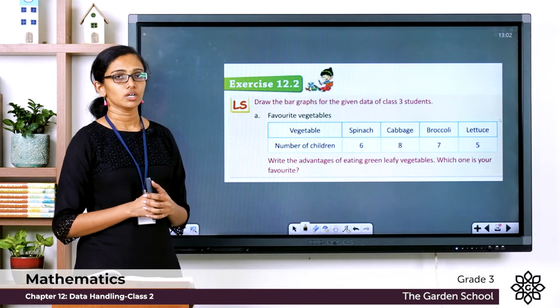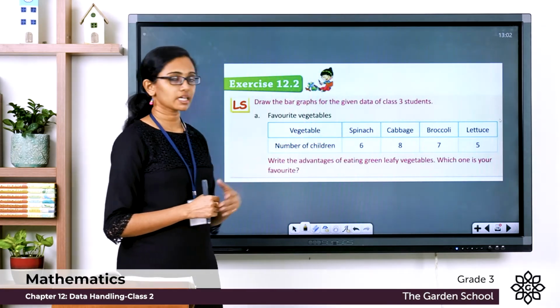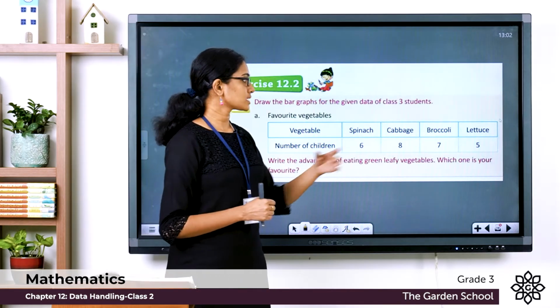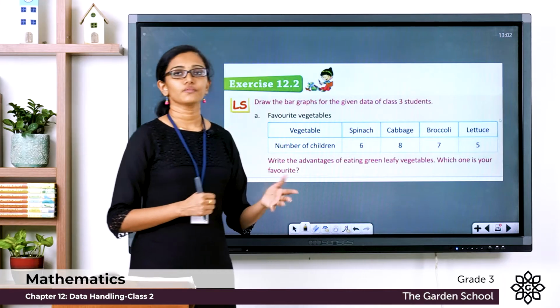How do we do that? So let's have a look at the data first. The vegetable spinach is liked by 6 children, cabbage is liked by 8 children, broccoli 7 and lettuce 5.